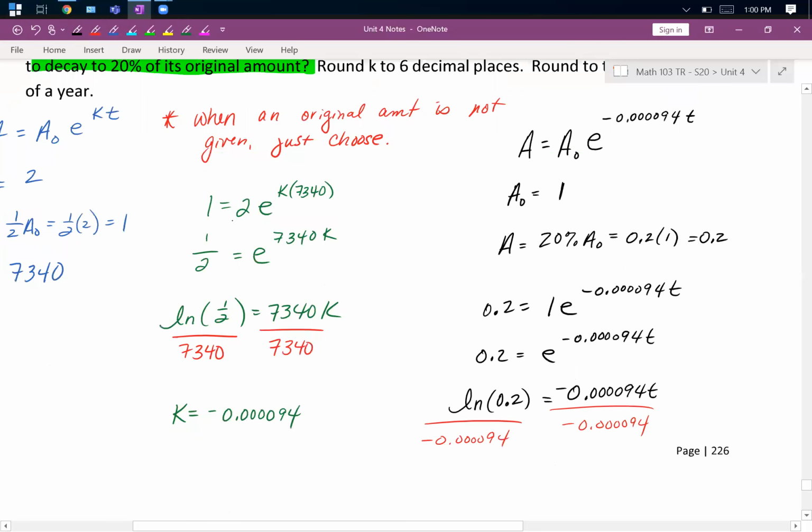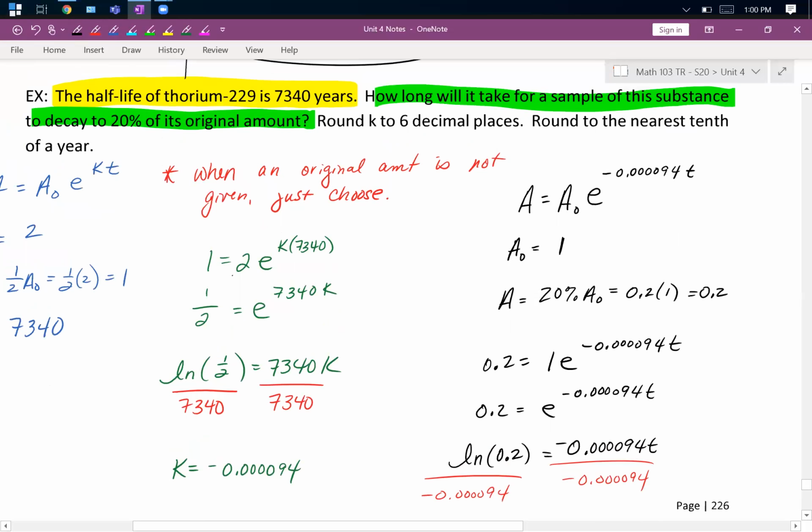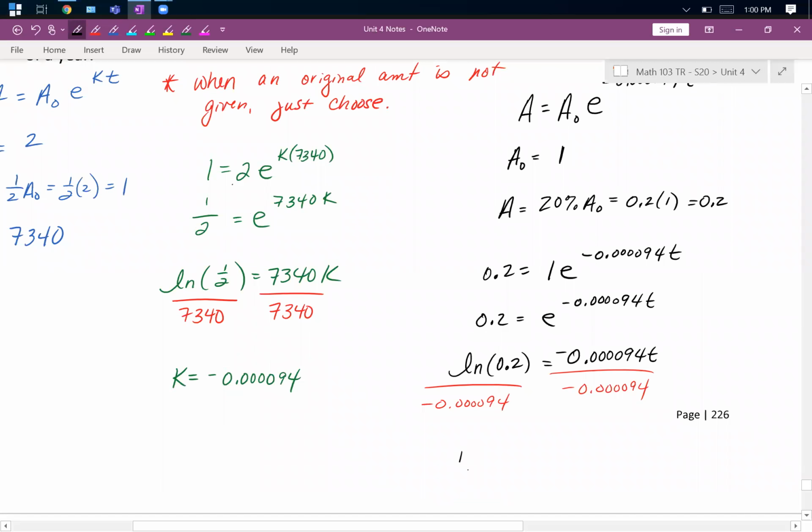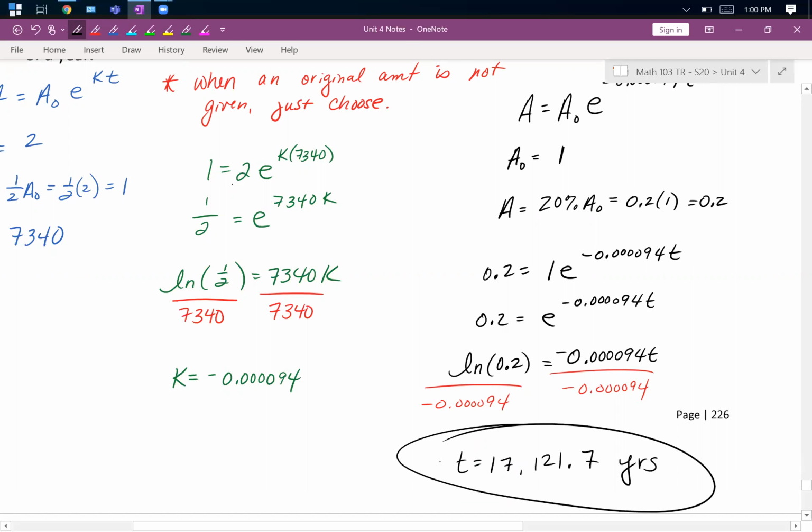Wants us to round to the nearest tenth of a year. So again, it's not asking us what year. So they're not looking for a calendar year. We just want how many years. We get t to be equal to 17,121.7 years.